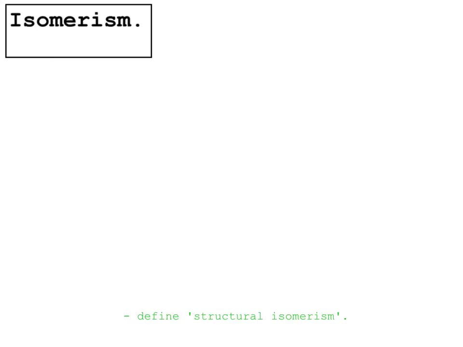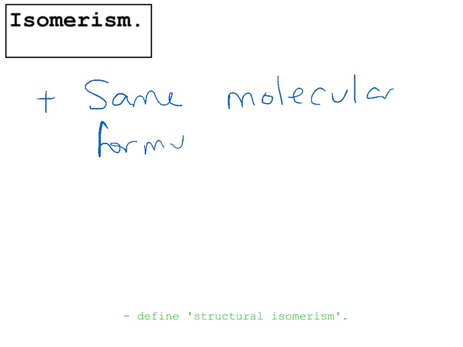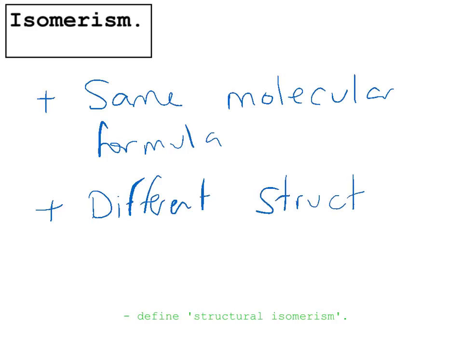Firstly, defining structural isomerism, there is a distinct 2-mark answer for this, and that is that structural isomers have the same molecular formula for 1 mark and different structural formula. So if you remember those two parts of the definition of a structural isomer, then you'll get both marks.